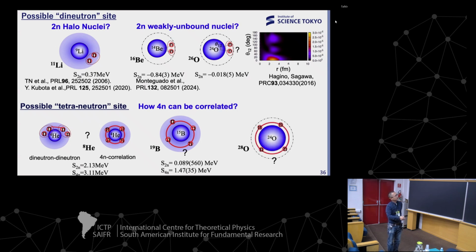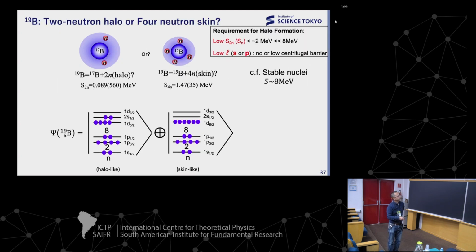And then we discuss in the next lecture oxygen-28, which is unbound, but oxygen-24 is a rather established doubly magic nucleus. So maybe we have 4-neutron correlation.